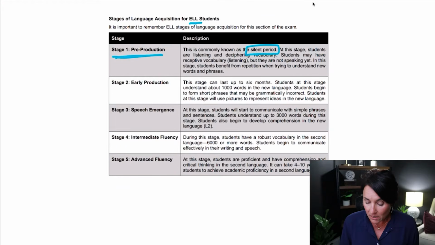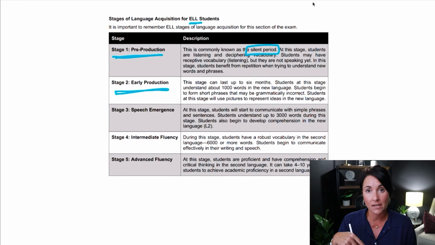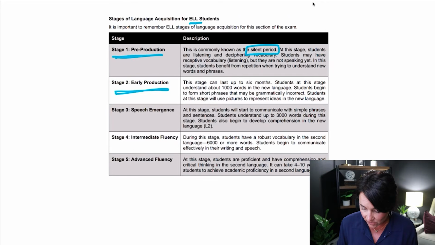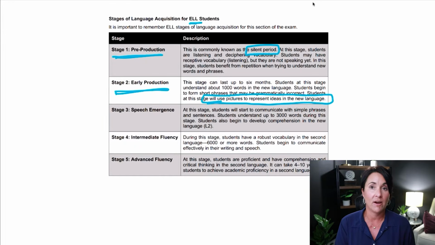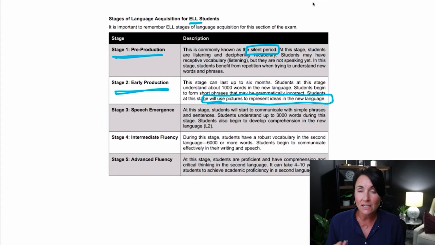Then we get into early production, which is what Hassan in the last question was in. Now, this can last up to 6 months. The biggest thing about early production is that students at this stage will use pictures. Early production is all about using pictures. They are getting an understanding of the language a little bit, associating gestures and things like that with pictures. Around an ESL room, there will be a picture of a door, or the door will have the translation of what the door is in whatever language the student is learning. Using that in early production is very helpful.